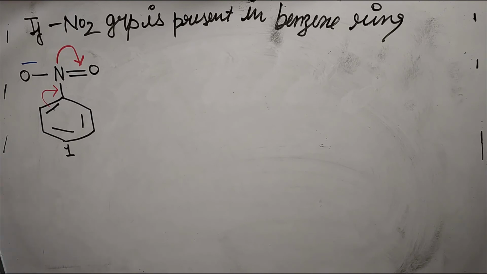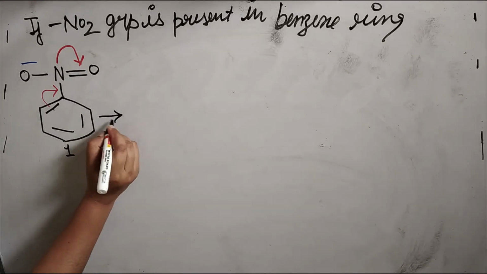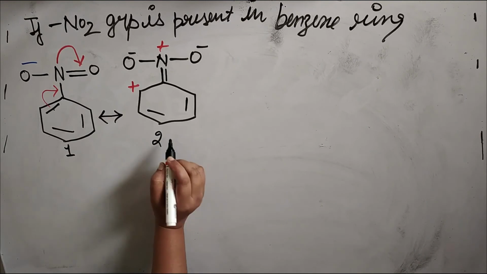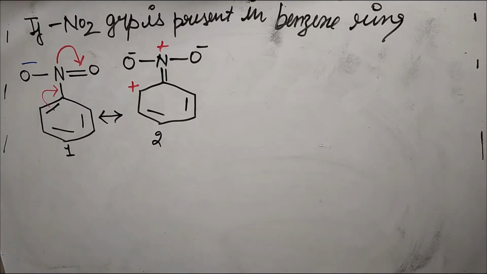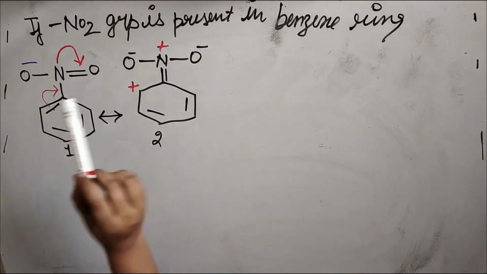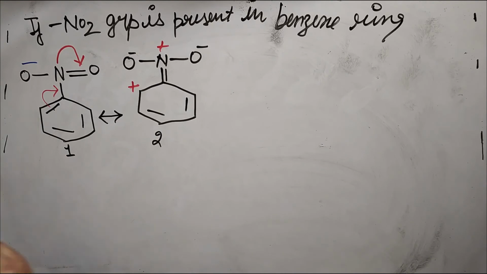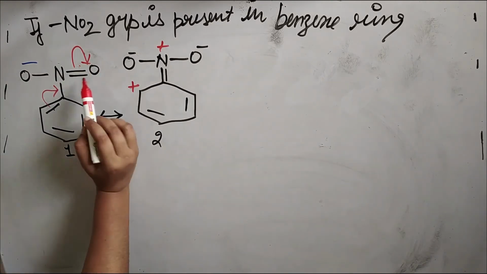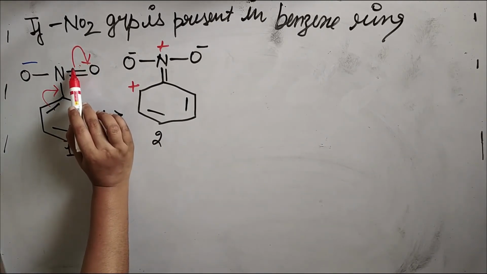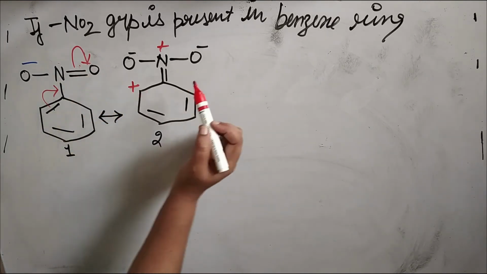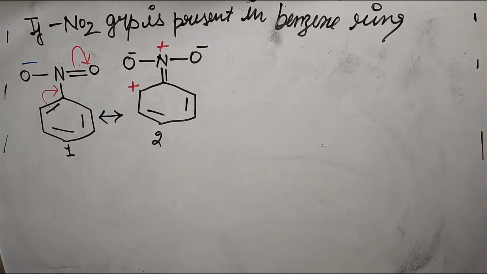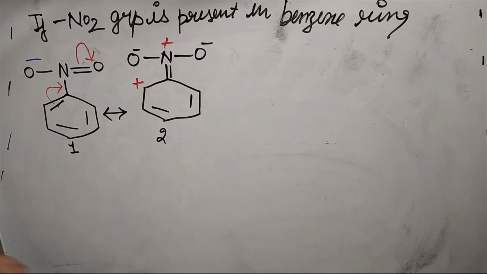So this is the structure 1. Let's see the structure 2. So this is the structure 2 where you can see the positive charge will appear on this nitrogen because the double bond with having electrons are taken by the oxygen. So here you can see the structure.